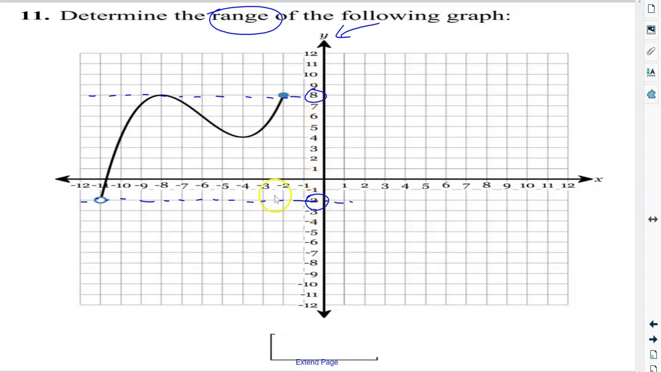Now on the low end, we've got this parenthesis because of this open circle. And on the top end here, we've got a bracket because of the closed circle. I probably got my bracket the wrong way. We'll turn it around in a second here. But we're going from -2 to 8. So we're going to put a parenthesis around the -2, comma, 8, and put a bracket around that.